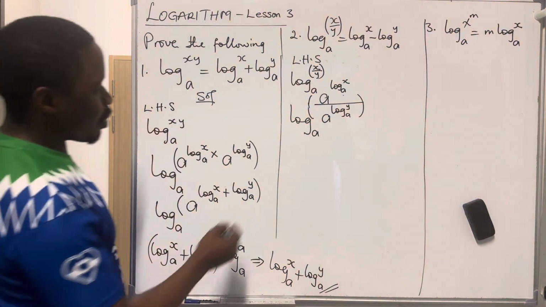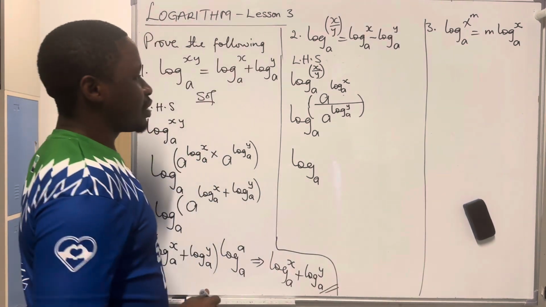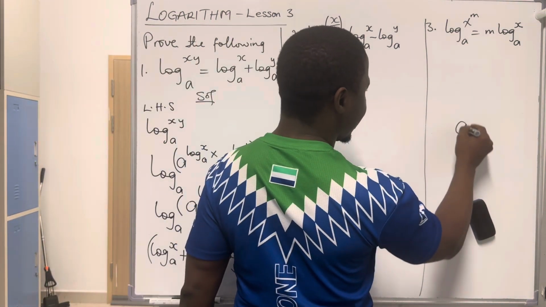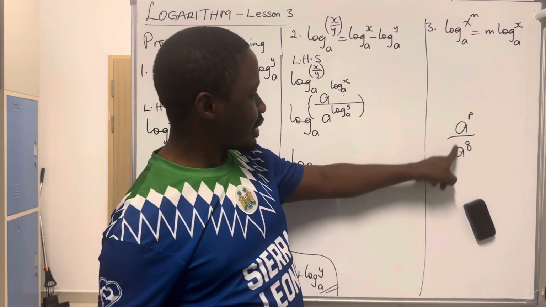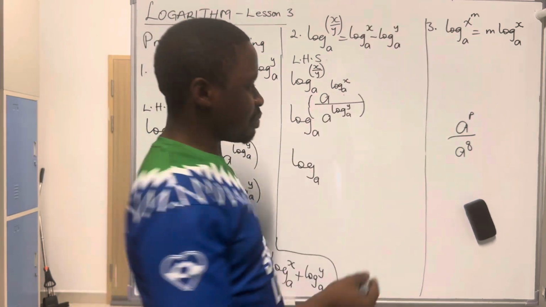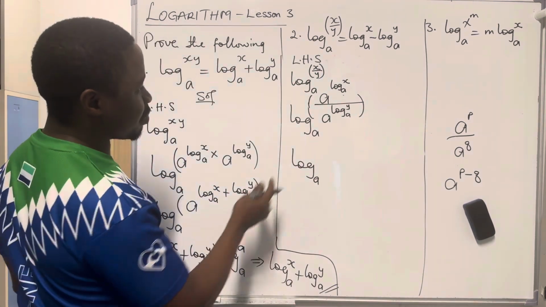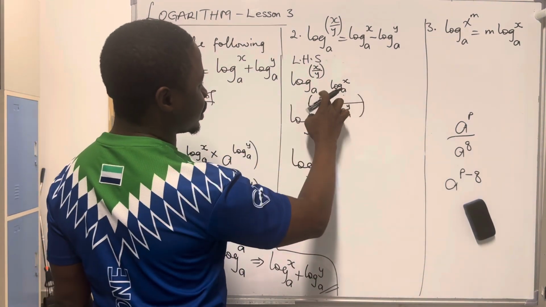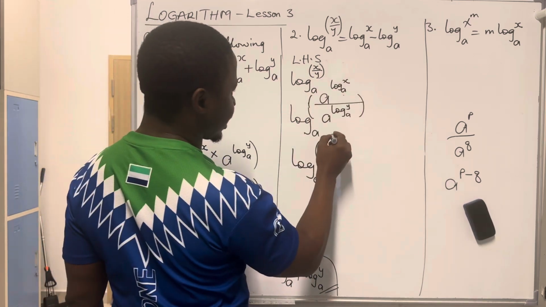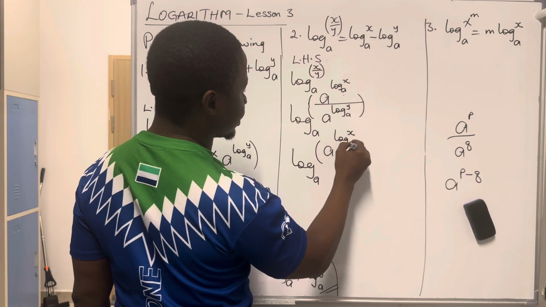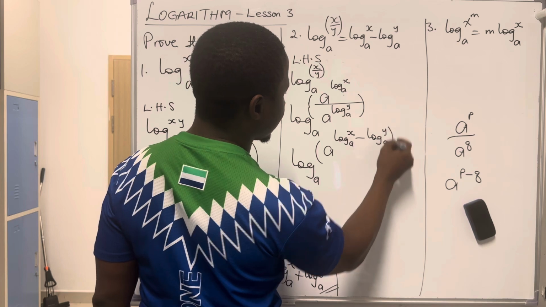So now we still have our base a. What happens if you have a to the power p over a to the power q? The bases are the same, and for division, we subtract the powers. So a to the power p minus q. So here again is the same base a, division. So we take one base, which is a. Now this one has log x base a, and this one goes up minus log y base a.